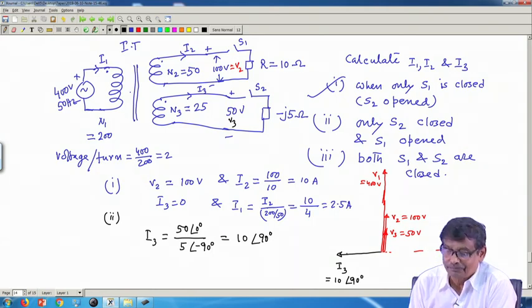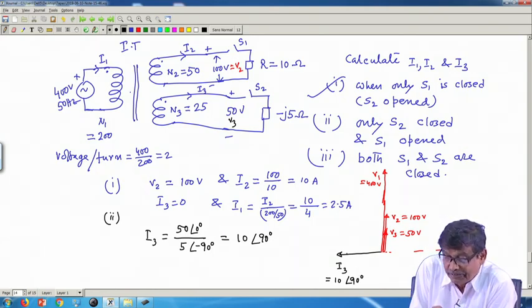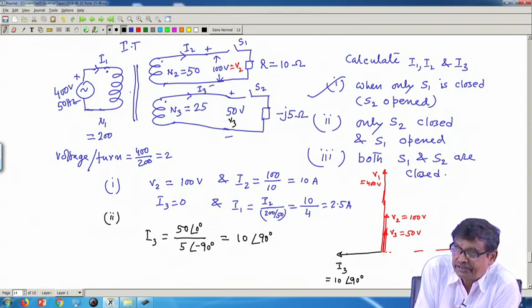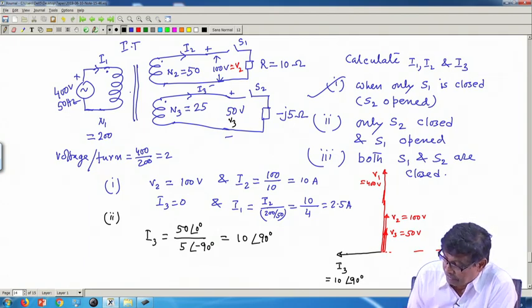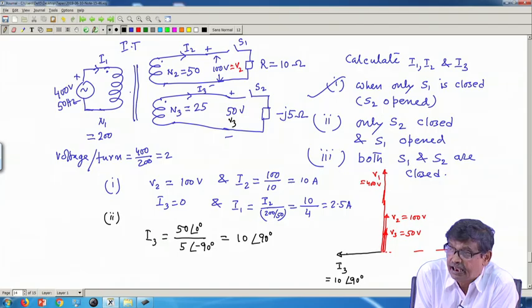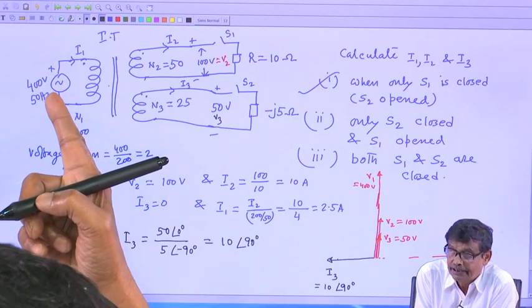I3 will be there. The moment I3 flows, there will be I3 dashed, and that will be equal to your I1. And this is LV side, this is HV side. So, current will be less.